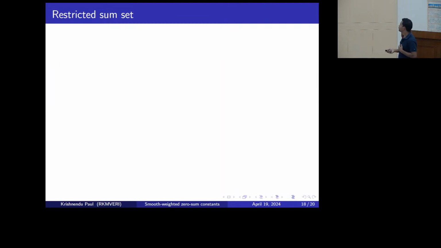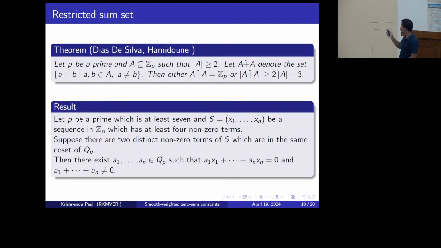So if we take P at least 7 and S is a sequence with at least 4 non-zero terms, and we are assuming that there are also 2 distinct non-zero terms which are in the same coset of QP, then we are getting that the weighted sum is 0, but the sum of the weights is non-zero.